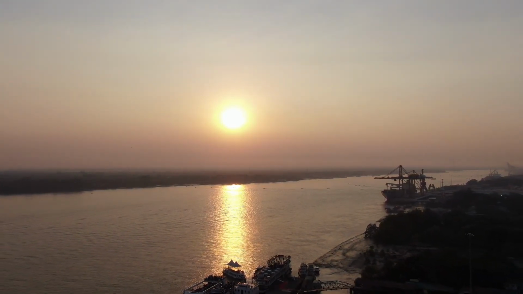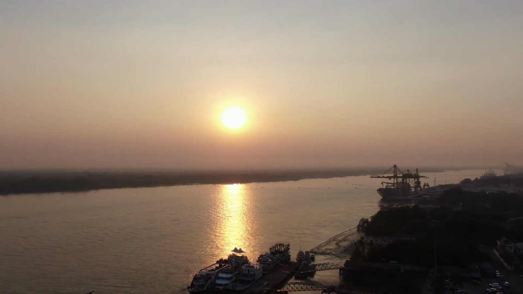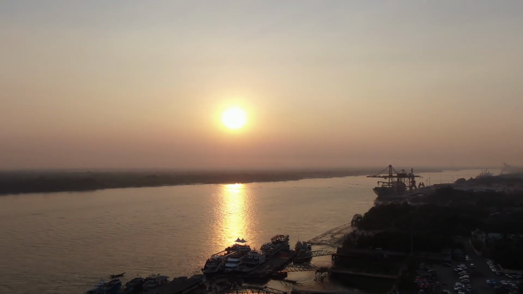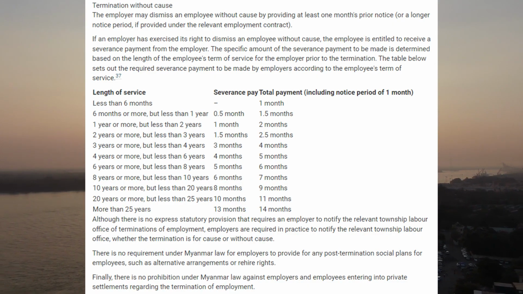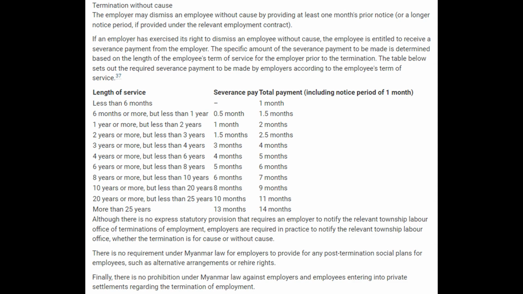If an employer has exercised its right to dismiss an employee without cause, employees are entitled to receive a severance payment. And this is where it gets very different. There is nothing enshrined in law in the United States that requires this. But for example, if they're less than 6 months, they get 1 month of payment. And then it kind of goes up. So if you have 10 or more years, you get 9 months worth of payment, including the notice period of 1 month.